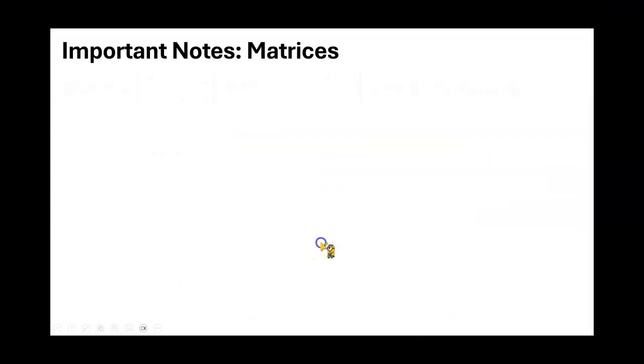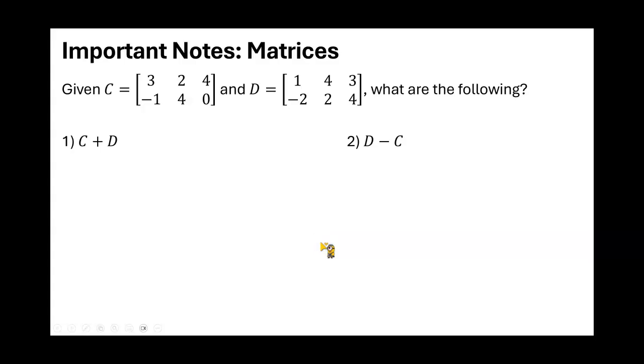Let's start with addition and subtraction of matrices. One thing you will notice is that a matrix is named using a capital letter. In this problem, we have matrix C, which has these elements, and matrix D, which has these elements. We need to figure out what matrix C plus D is. So we enter this in our calculator: we enter the matrix, then use the plus button, and then enter the second matrix. So let's do that.